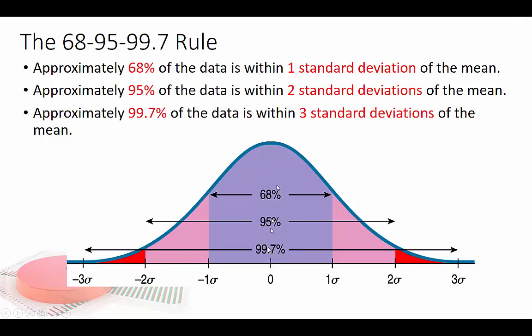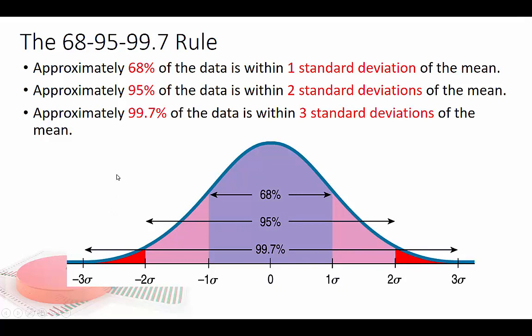An interesting thing to know, because it's symmetrical, this 68, if I only look from 0 to -1 standard deviations, you'd have 34% in this piece, and you'd have 34% in this piece. 95%, if I split that in half, that is 47.5, and I would subtract that 34% to figure out how much exactly is in this piece. So all of these pieces should add up to 1.